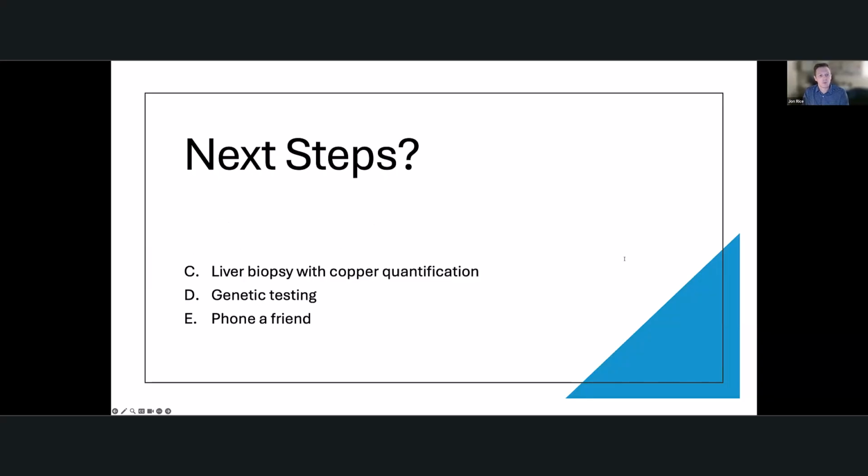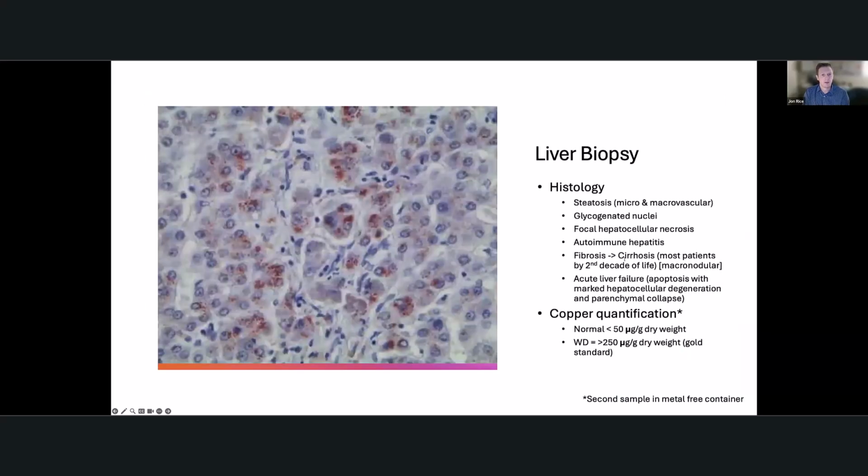I would say we still need more information before we make this diagnosis. Usually the next step in this case for most patients would be a biopsy. However, we'll discuss genetic testing briefly and its role.